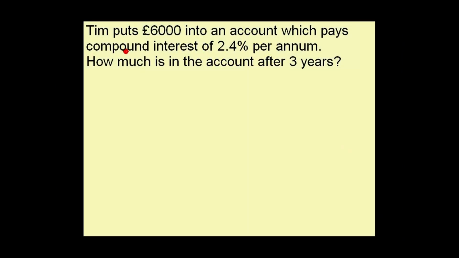This is a compound interest question. Compound interest is quite special, and it means that you earn interest on your interest. Tim puts £6,000 into an account. It pays compound interest at a rate of 2.4% per annum. This just means per year. We want to know how much is in the account after 3 years. This would be a calculator question. Let's look how this works.